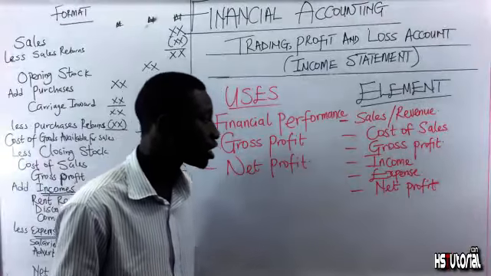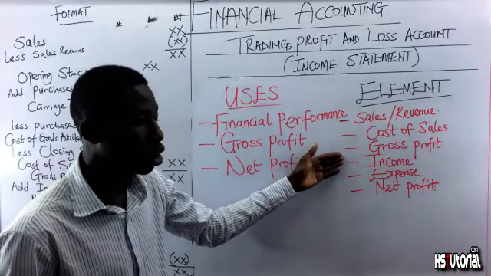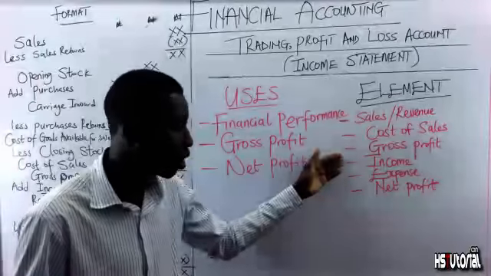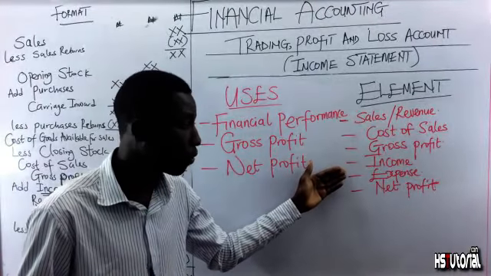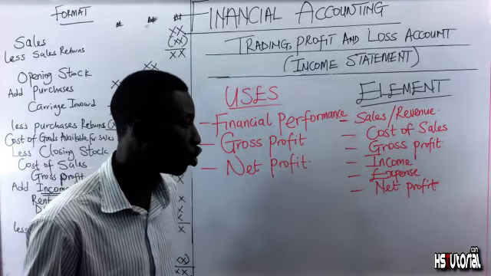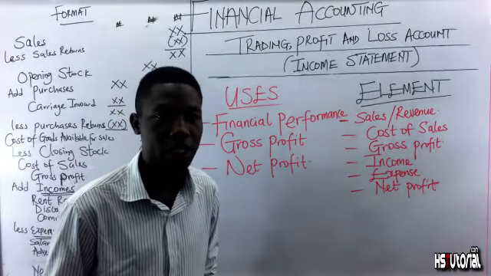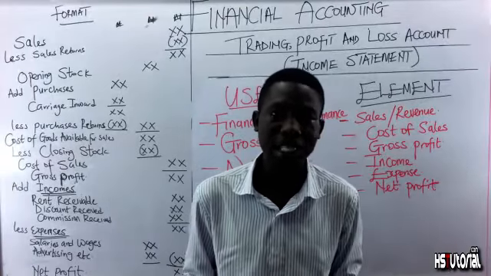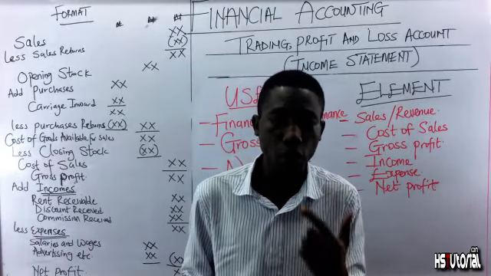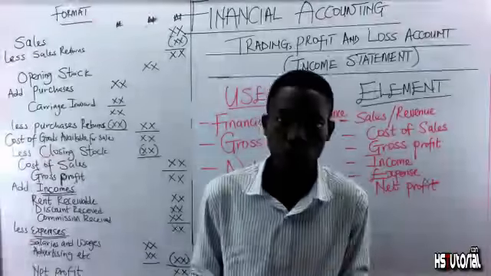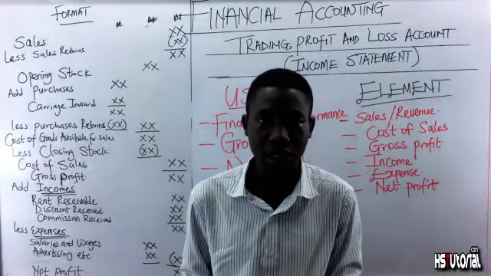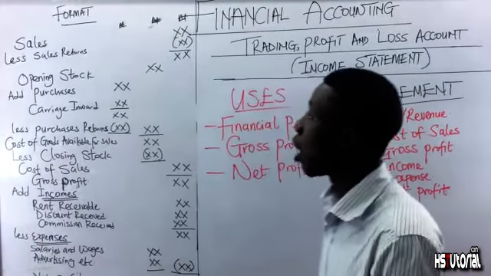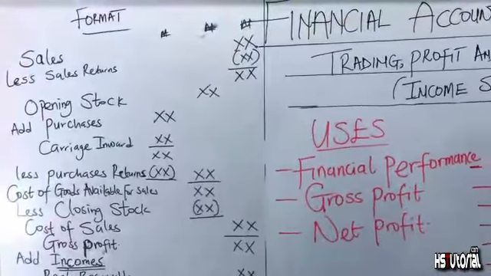So you have to see your income as well. You must show the column for your income. You must also show the column for your expenses, and you must show your net profit at the end of it. Then I have prepared the format of income statement. How should an income statement look like? I have prepared it for you, then I will explain a little on it. Now this is the format of income statement.